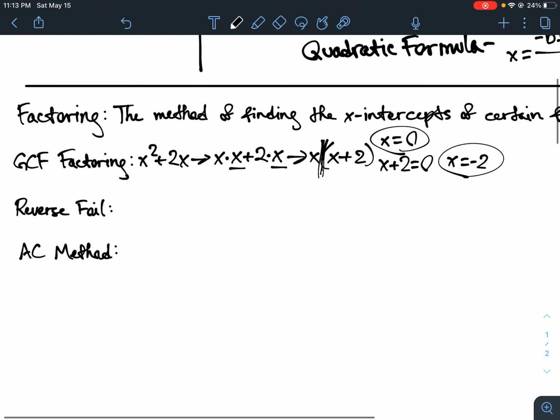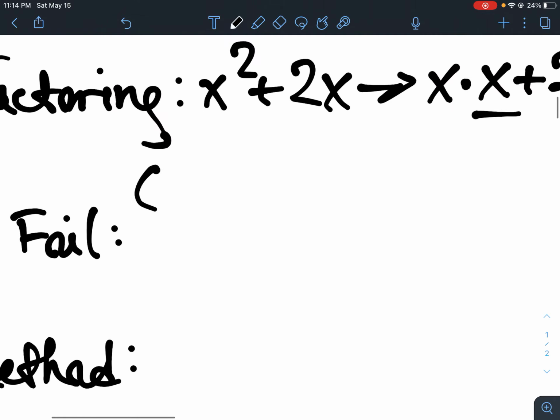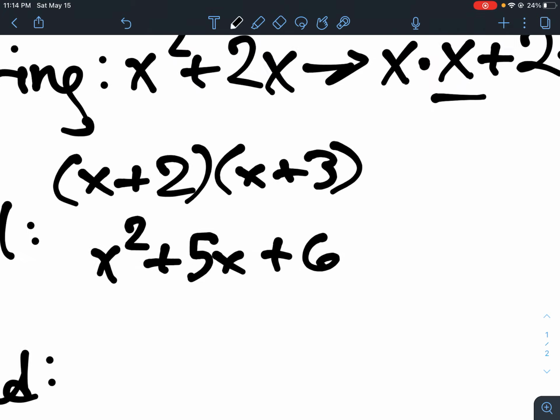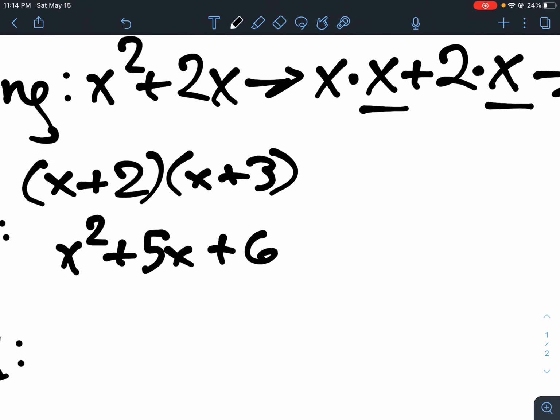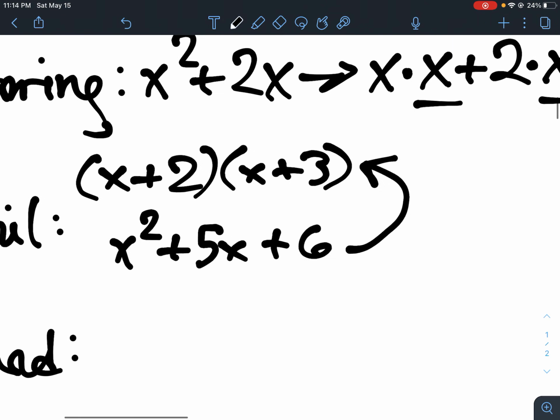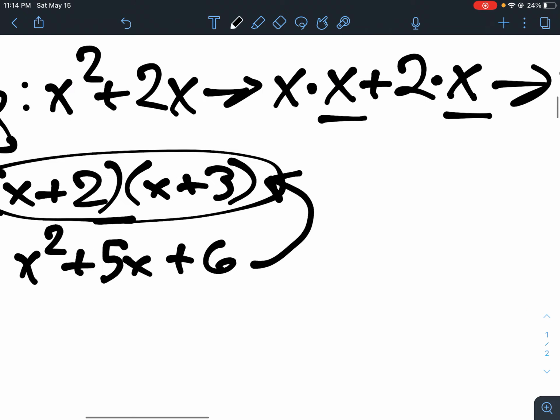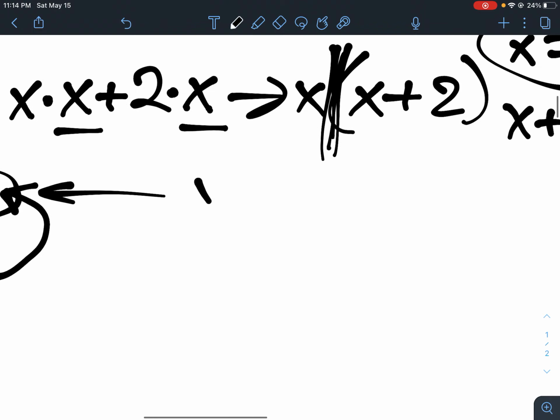Now we go to reverse FOIL. You should learn FOIL before this because that will make it a lot easier. Let's say we have x plus 2 and x plus 3. If you use FOIL on this, you'll get x squared plus 5x plus 6. Reverse FOIL is simply the reverse of that, to get these two roots in parentheses, which the roots are x equals negative 2 and x equals negative 3.